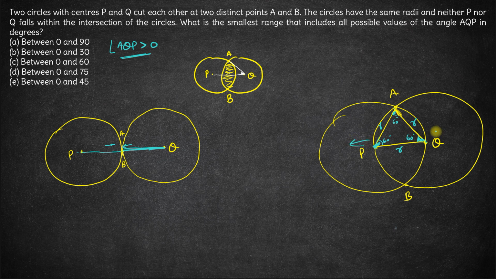Now if you start pulling P and Q apart from each other, this angle will start reducing. So the angle AQP should definitely be less than 60 degrees. So the angle must be greater than 0 but less than 60. Hence the best range that we have here is option C. Okay, thank you.